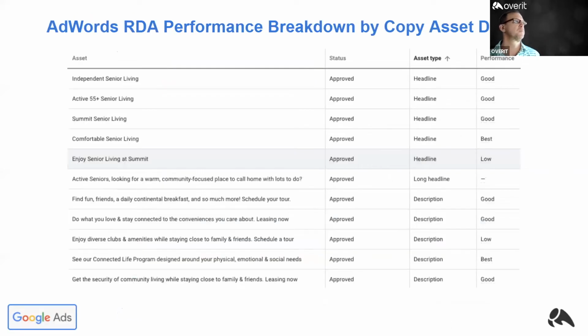Next. This is the same idea from Google AdWords, and it's showing you a breakdown of the performance of both the headlines and the descriptions. Pretty straightforward. You can see our worst headline was "Enjoy Senior Living at Summit," and our best was "Comfortable Senior Living." And again, we'll take this data, we'll provide it to the copywriters, and we'll ask them to write with an eye toward what worked well over this previous campaign.